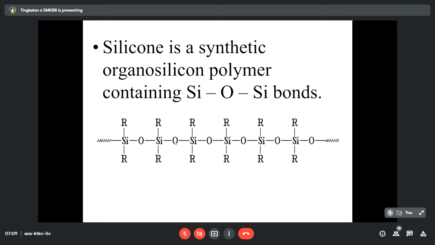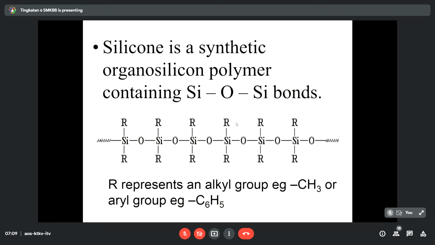Normally the backbone of silicon. Now, since Si can connect to 4 groups, isn't it? So there, on the left to oxygen, on the right to another oxygen, and then we assume on top and below, that one will be connected to all the organic groups.